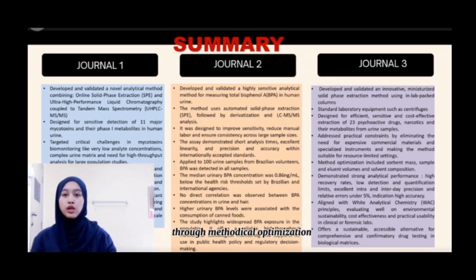Through methodical optimization of sorbent mass, sample and diluent volumes, and also solvent composition, the procedure achieved high recovery rates, low detection and quantification limits, and excellent intra- and interday precision. Minimal matrix effects were observed for most analytes, and the method displays strong accuracy with relative errors under 5%. Its robustness and reliability make it a valuable confirmatory tool, and the method also aligns with the principles of white analytical chemistry (WAC), scoring well in terms of environmental impact, practical application, and analytical quality.